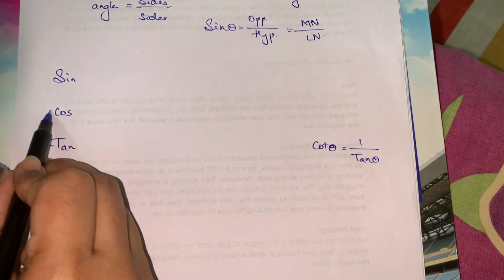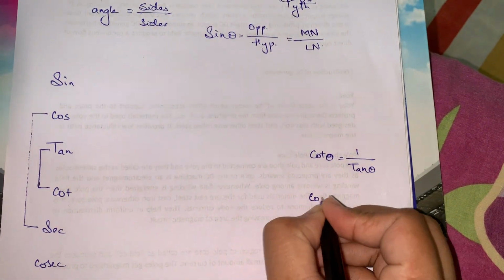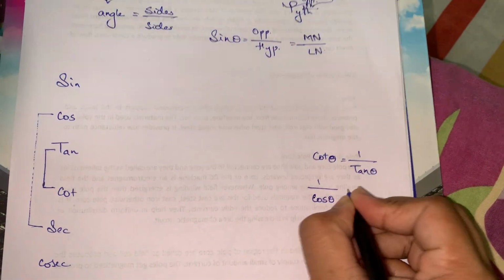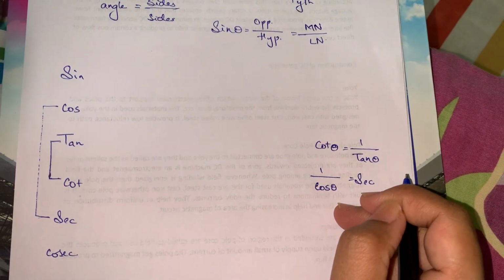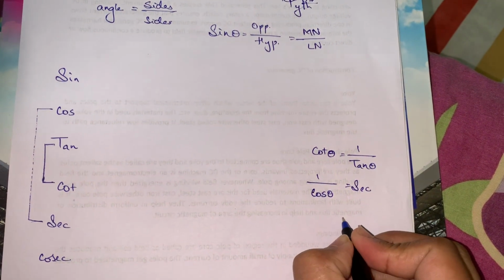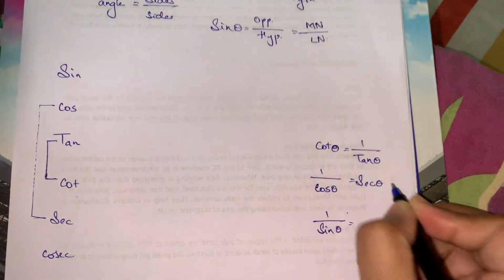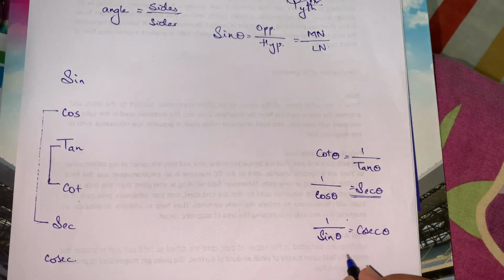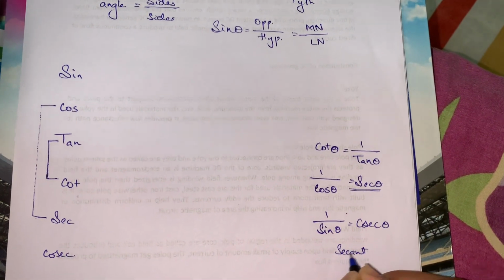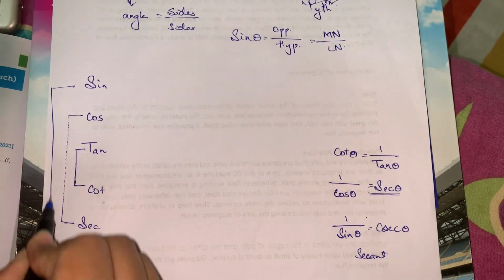Likewise, cos is the inverse of secant. So cos theta is the inverse of secant. If I do secant, that is 1 by cos. Then I have sine. 1 by sine is equal to my cosecant theta. This is secant, S-E-C-A-N-T. This is cosecant. So this is the inverse of this.